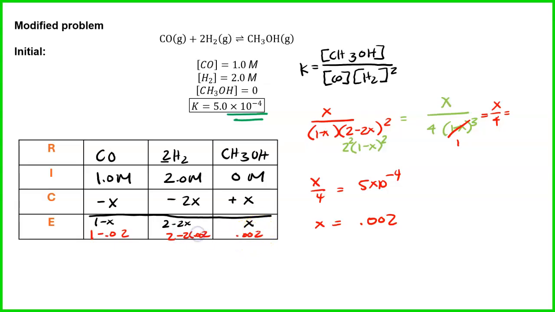So the concentration for the product is just 0.002. For the carbon monoxide, it's going to be 0.998. And for the hydrogen, it's 1.996. These are all concentrations, so they really should have an M with them.